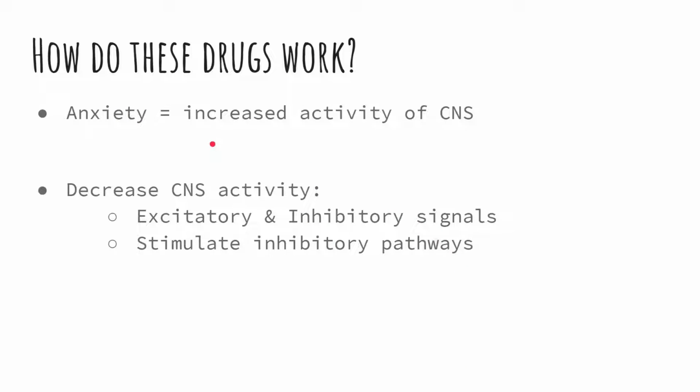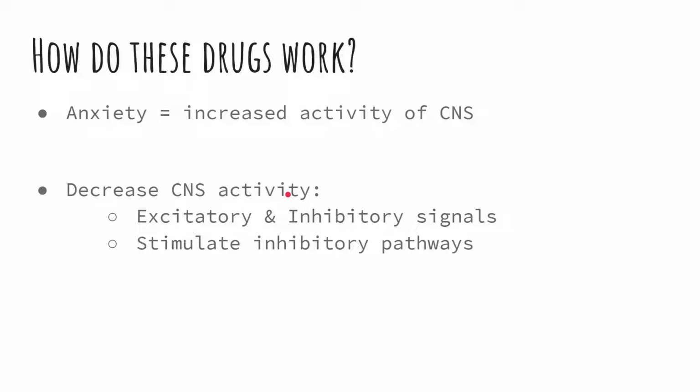So how do these drugs work? We're going to get into the exact mechanism now. Anxiety is an increased activity in the central nervous system, something that we're already aware of. When there is an increase in activity of the patient, of course, the central nervous system is working and firing much higher than normal. So if we want to treat anxiety, we have to reduce this level of activity in the central nervous system. We have to decrease the CNS activity.